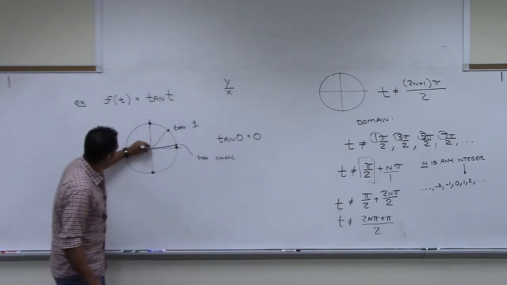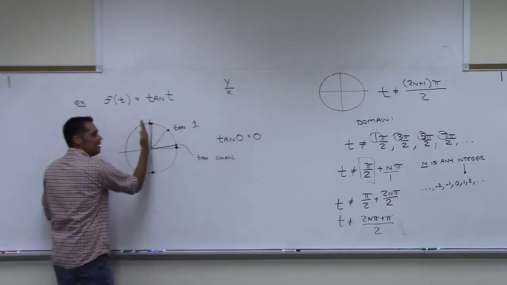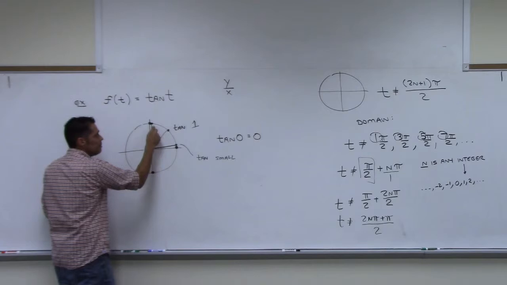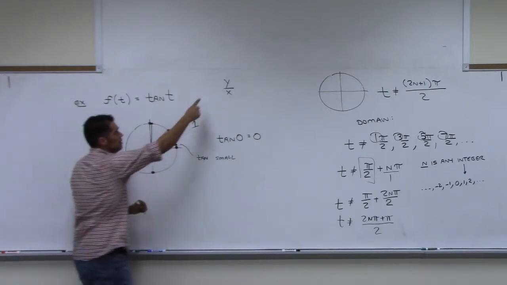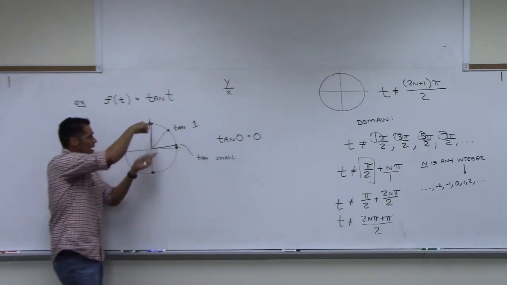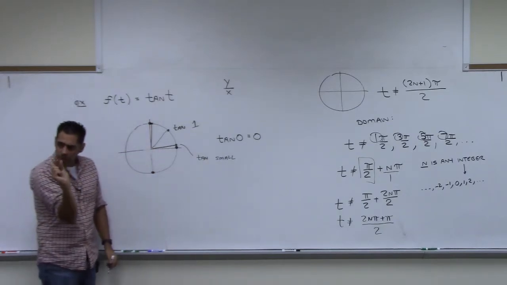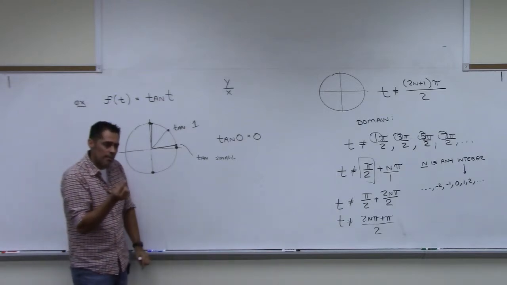Let's see. Let's take an angle that's really close to pi over 2. Remember, we can't get to pi over 2, can we? It's undefined there. What about that number right there? Tell me about the y-coordinate. It's going to be big, right? Tell me about the x-coordinate. It's going to be small. What happens when you take a large number and divide it by a small number?